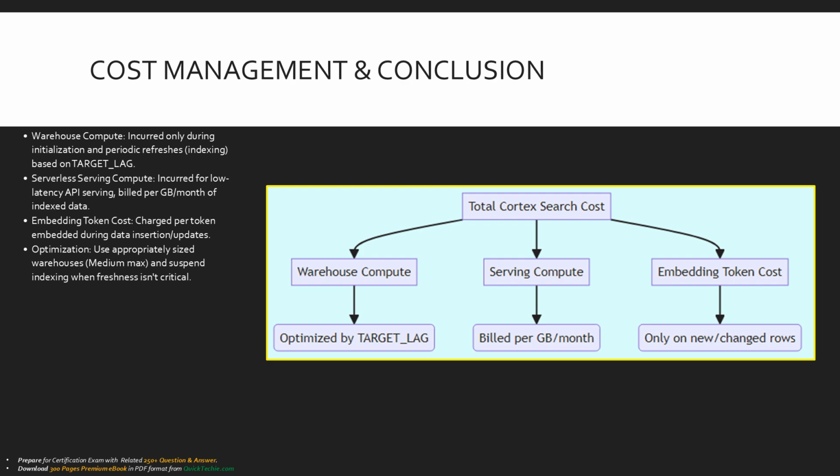Second is serverless serving compute. This powers the low-latency API endpoint and is billed based on the gigabytes of data indexed per month. Third is the embedding token cost, which is a fractional charge incurred whenever new text is converted into vectors during an insert or update. To optimize, keep your refresh warehouse size moderate, usually a medium is plenty, and bundle your data updates to minimize frequent micro-refreshes.